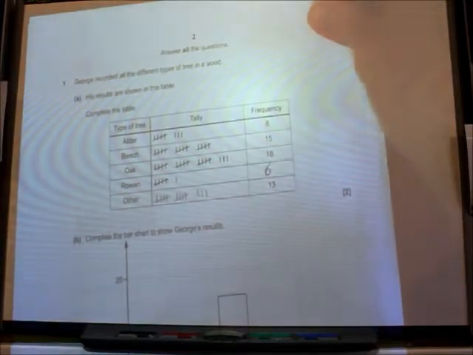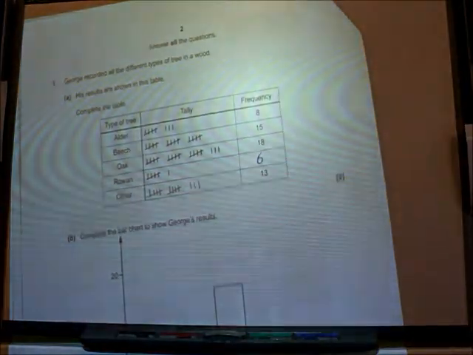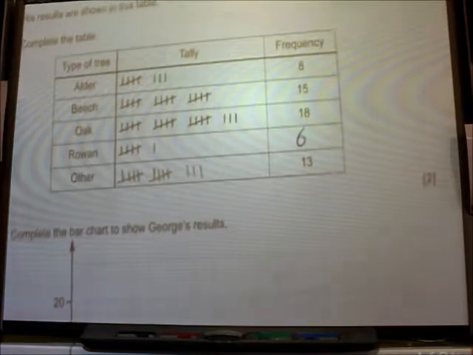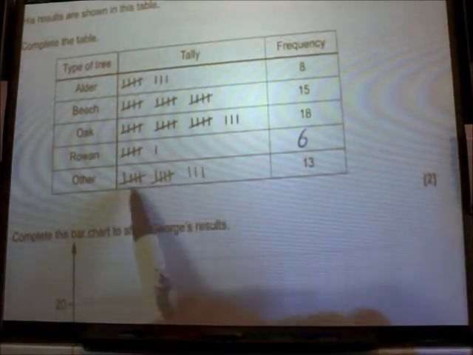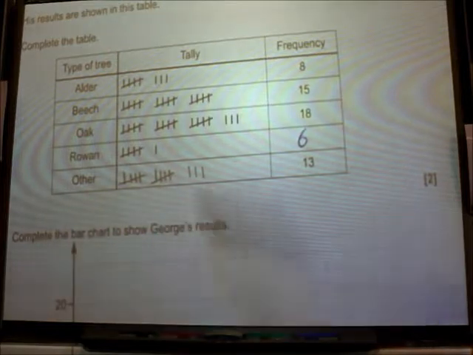Question 1, start at the beginning. If you ever open an exam paper and you see a bar chart, that's fantastic news because they're usually very easy. First bit, complete the table. Well, you've got to fill that gap in there. Well, you can count, it's 6. And then you've got to do the tallies for the other, and it says it's 13. Make sure you put the 10 in 2 batches of 5, then you put the 3.